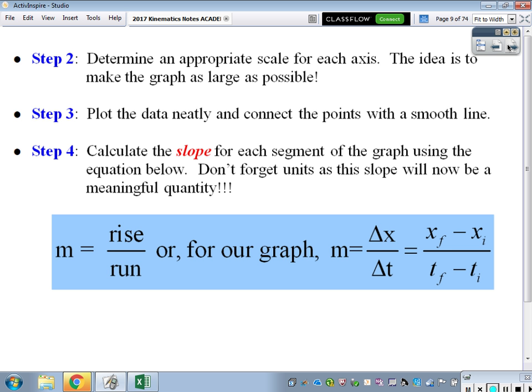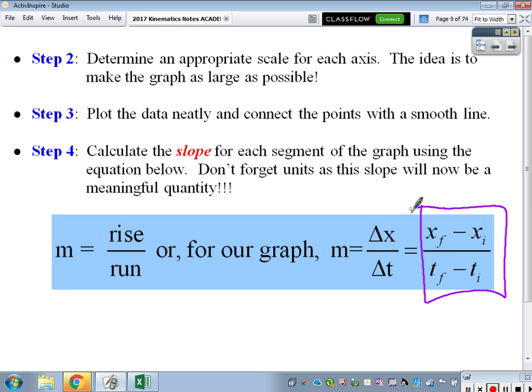Step 4, calculate the slope of the segment by using this. I'm okay right now with us calling slope m, to be consistent with what you've done in your math class. But most importantly, we need to have it as x final minus x initial over t final minus t initial. Which, yes, would be rise over run.